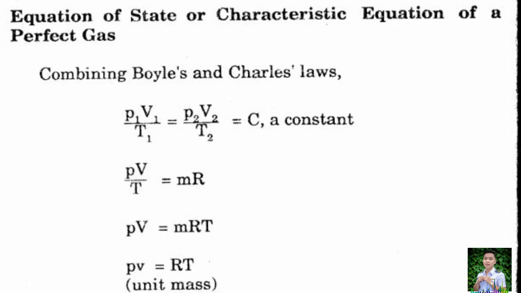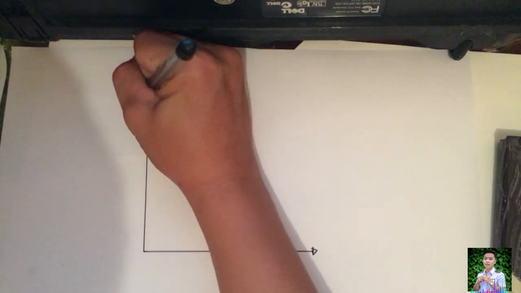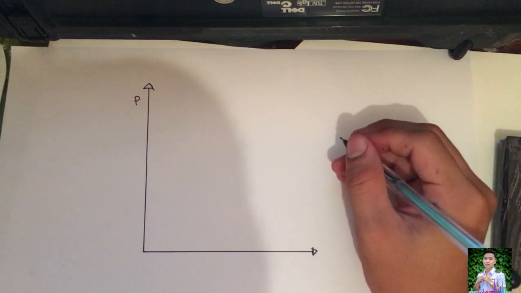To derive the characteristic equation of a perfect gas, we should consider the concept of both Boyle's and Charles' law. We can say that the system changes its properties from state 1 to state 2 by following both laws. To understand deeper, just follow me through this illustration. First, let us make a graph between pressure and volume. We put the absolute pressure on the y-axis and volume on the x-axis.